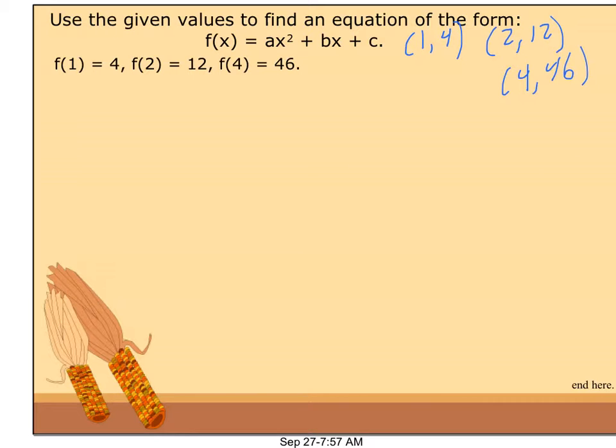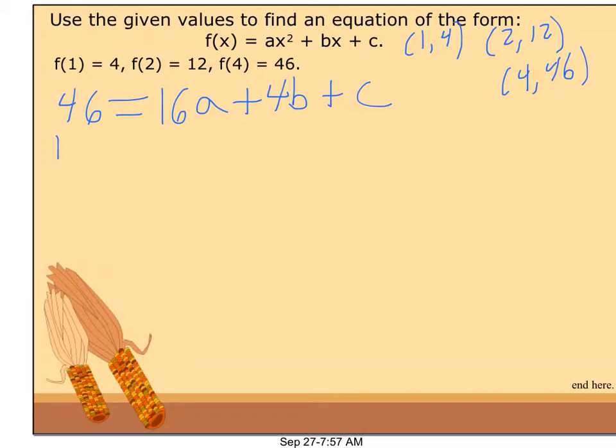All right, these aren't key points, so what I have to do here is just use the information that I have. Okay, for example, if I were to take this first point, 1, 4, I could plug 4 in for f of x. I'm going to actually start with the one on the far right. If I put 46 in for y, I could put 4 in for x, which would give me 16a. 4 in for x here, which would give me 4b. And of course, c is the constant, and it has no variable attached to it.